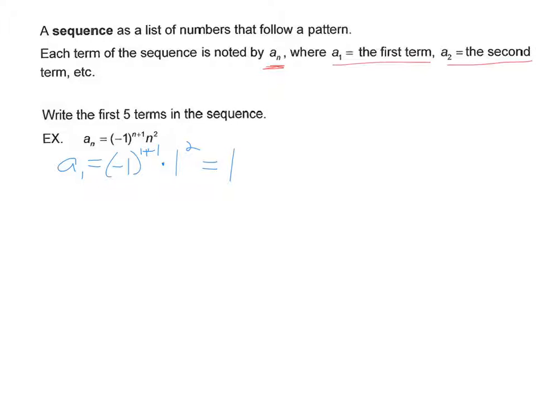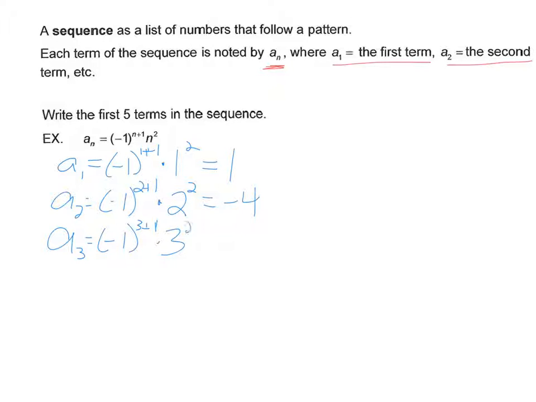And then I'll fill a 2 in for n, then 3, then 4, all the way up to 5. A sub 2 would be negative 1 to the power of 2 plus 1 times 2 squared, which comes out to be negative 4. A sub 3, everywhere I see an n, I put a 3, times 3 squared, that comes out to be 9, and so on. So A sub 4 comes out to be negative 16, and A sub 5 is 25. So you just keep changing n from 1 all the way up to 5 and working it out each time.